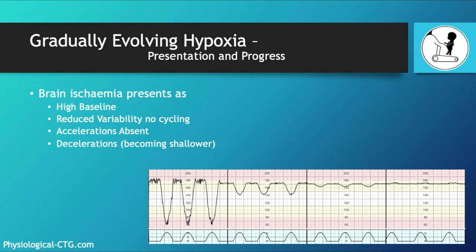We call evidence of brain ischemia signs of decompensation. To describe the CTG, the baseline heart rate would be raised from the circulating adrenaline hormone, the variability would be reduced due to brain ischemia, accelerations would be absent, and decelerations would gradually become shallower as the brain can no longer respond to the hypoxia.